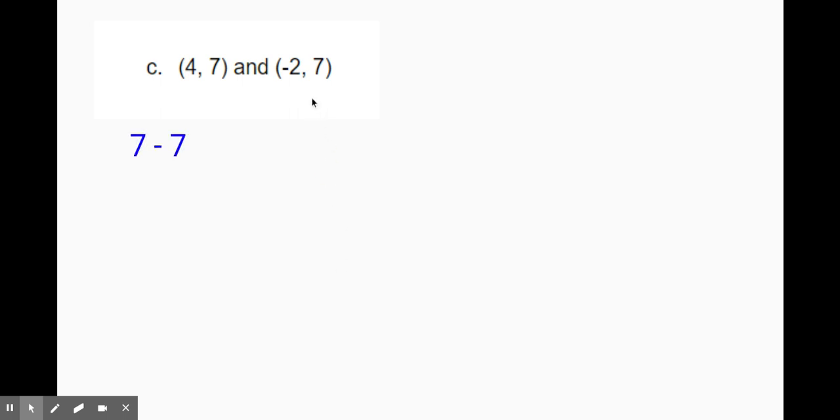I hope you tried these already. Make sure y is on top. And this is a negative minus another negative. So it's a bigger negative number. 7 minus 7 is 0. Now you still need to simplify this. If I have nothing and I divide it into 6 parts, I really still have nothing. So yes, you do have to simplify all the way to equal 0. So this slope is 0.